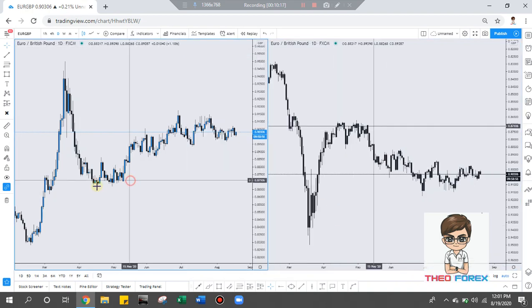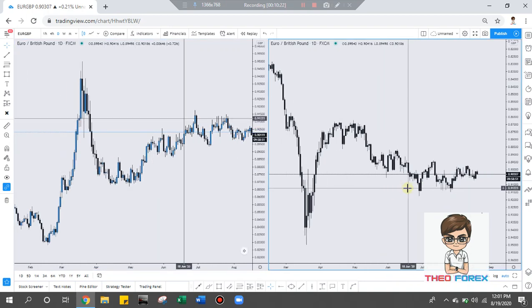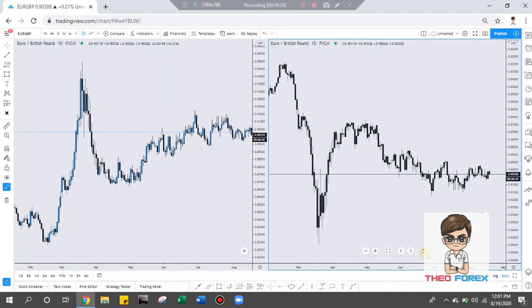So now what do they do? They don't look at this chart. They ignore this chart totally. Then they focus on this one. Now when they focus on this one, what do they want to look for? Like I said, major area of support and resistance.